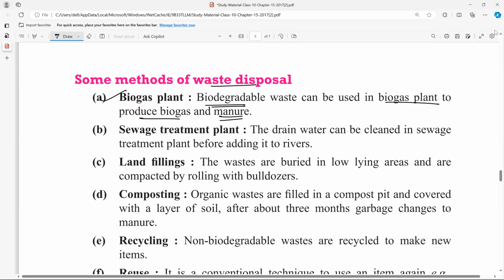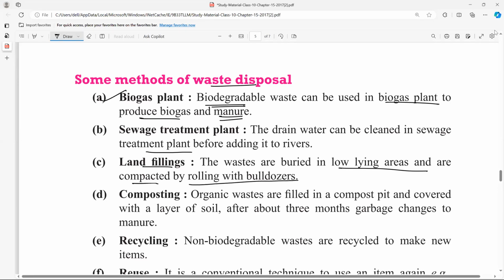Okay, so second is sewage treatment plants. Drain water can be cleaned in sewage treatment plants. Means if we are draining water, it can be treated before adding into the river. Before adding wastewater to the river, the water should be cleaned properly, and then it is added to the rivers. Landfills, the waste is buried in low-lying areas and compacted by rolling with bulldozers.